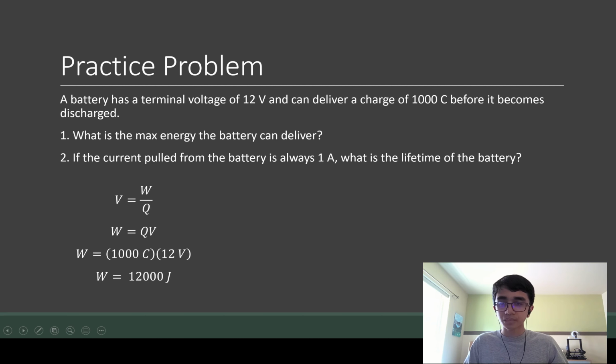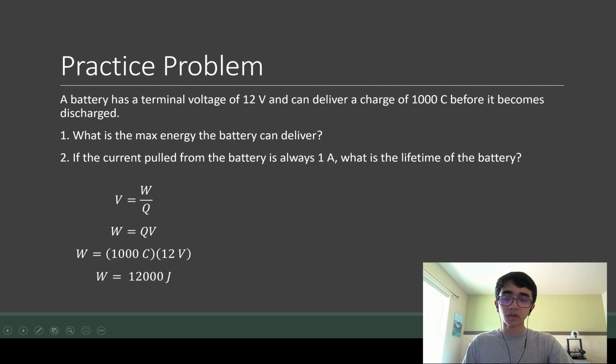All right. So for part 1, we're going to use the equation that potential difference is equal to work over charge. We did that in the last slide, right? And so if we rearrange this equation, we can say that work is charge times potential difference. Plug in the values we know. Work is 1000 coulombs times 12 volts. And then finally we get work is 12,000 joules. So the battery will be able to deliver 12,000 joules if fully charged.